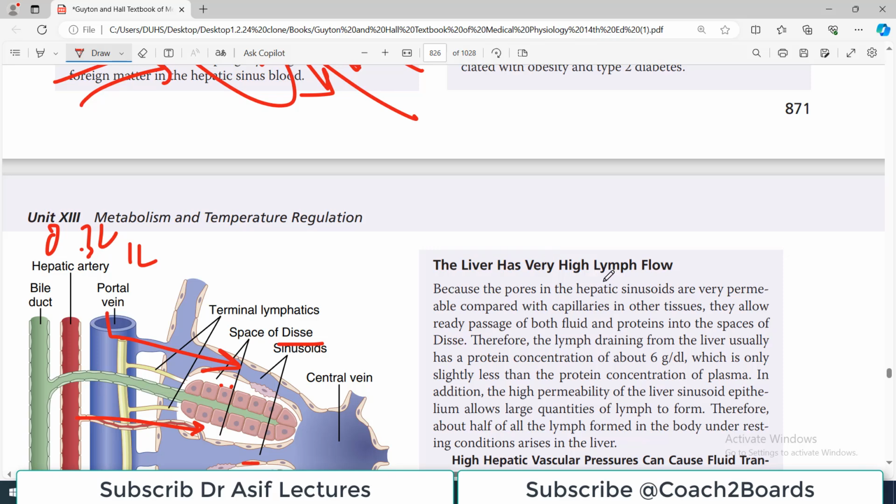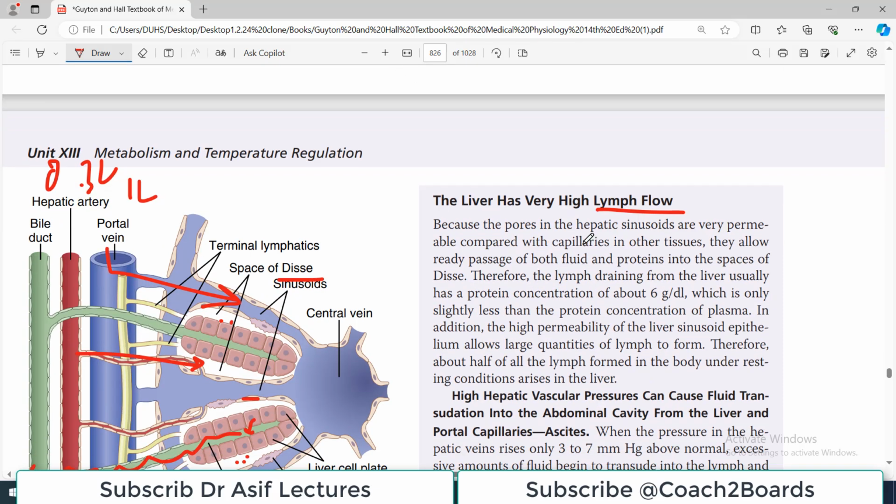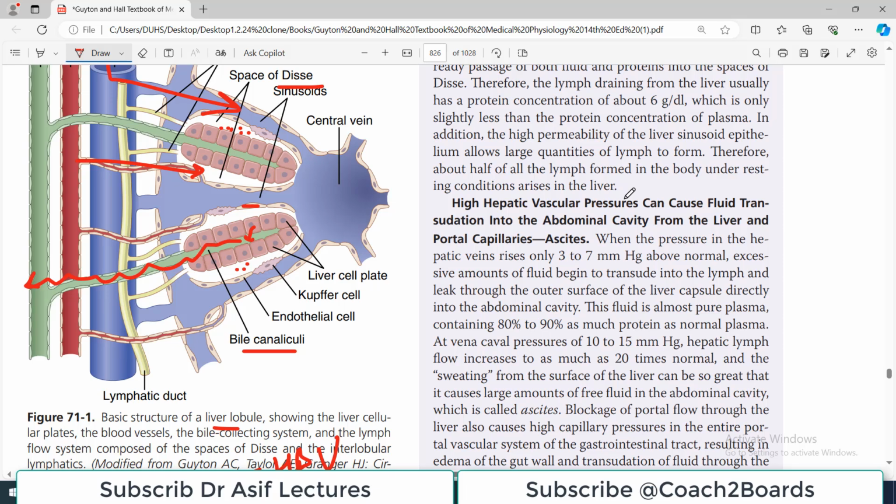Liver has a very high lymph flow. Because of the pores in the hepatic sinusoid, large molecules enter into the space and then they have to be removed. Therefore, a very efficient lymphatic system is required. So liver has a very good lymphatic system. These are all the general principles that you have to remember about liver.